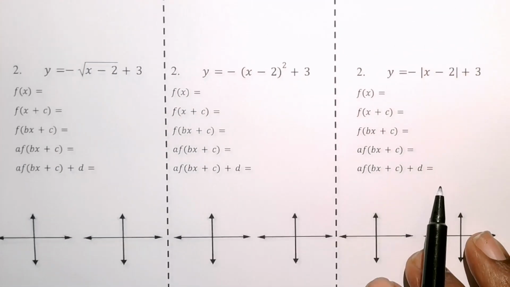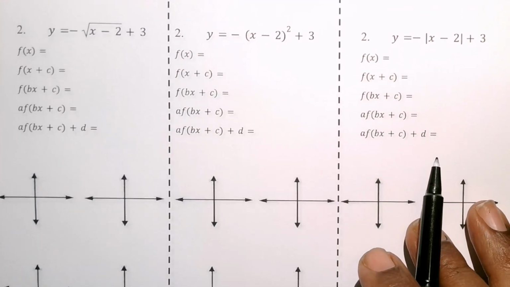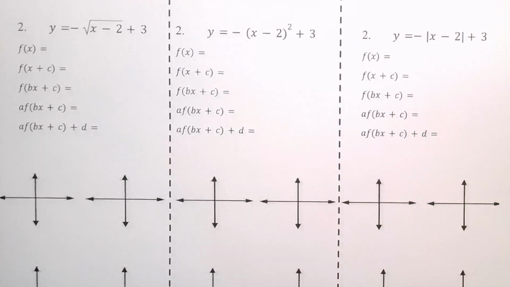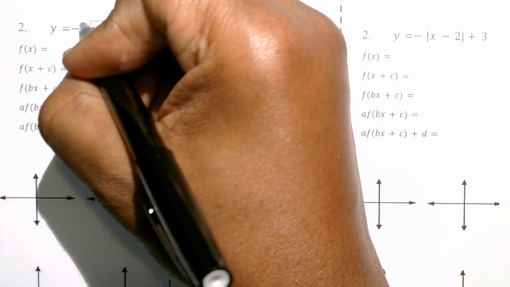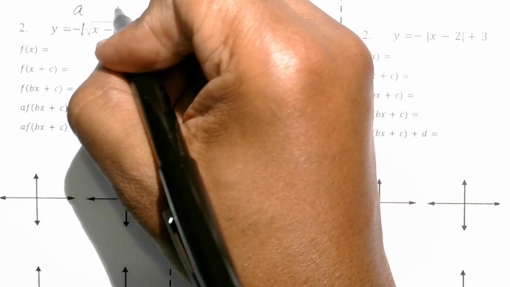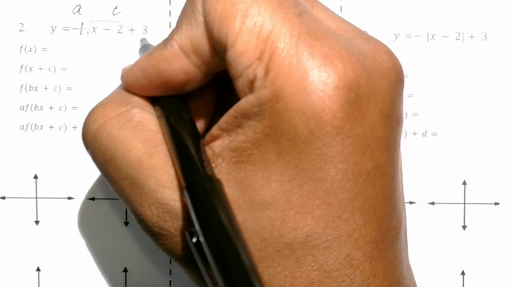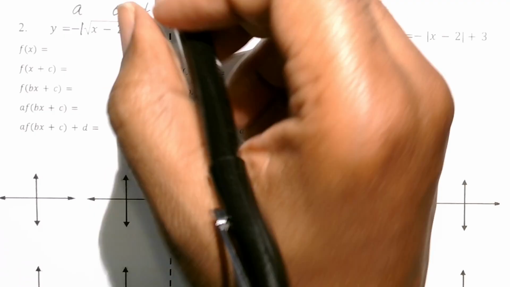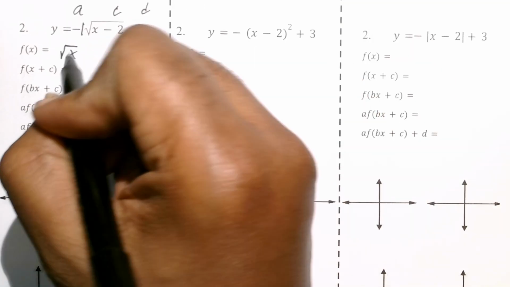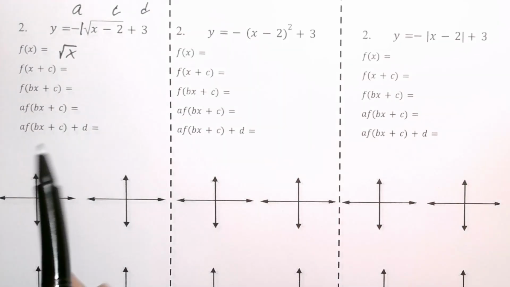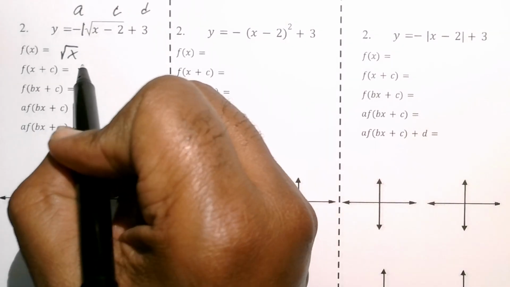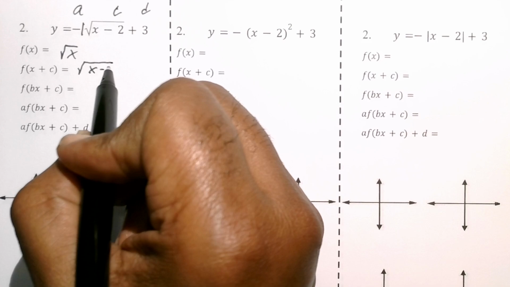All right, now let's take a look at the next problem here. All right, this time we have more parameters. I'll put the 1 here, understood, to show that this is an a parameter. The negative 2 here is a c parameter, and the 3 over here is a d parameter. When I remove all parameters, I get the base function, which is the square root of x. Okay. Then I'll start putting my parameters back on one by one, starting with the c parameter. So this will become square root of x minus 2.